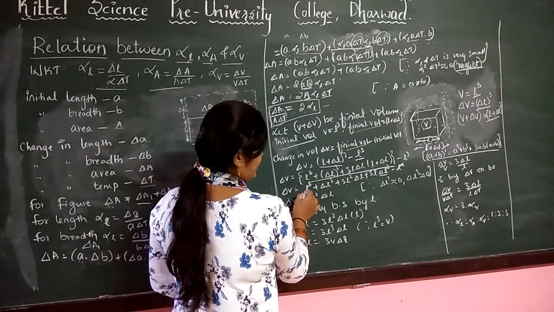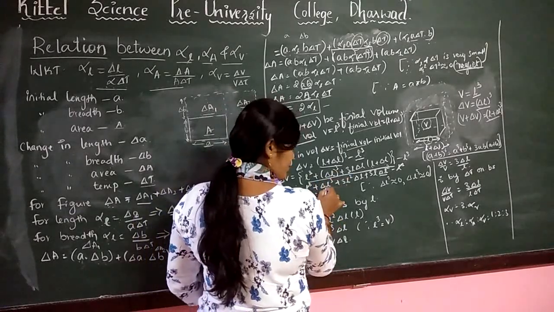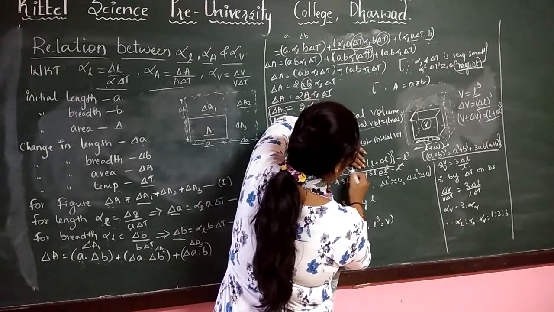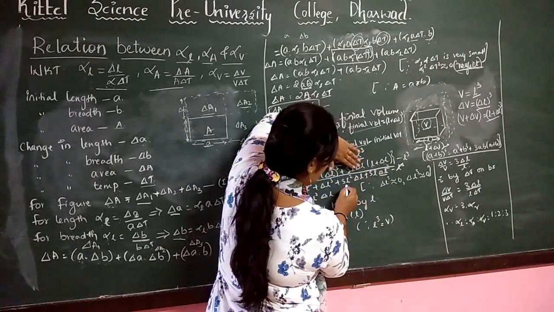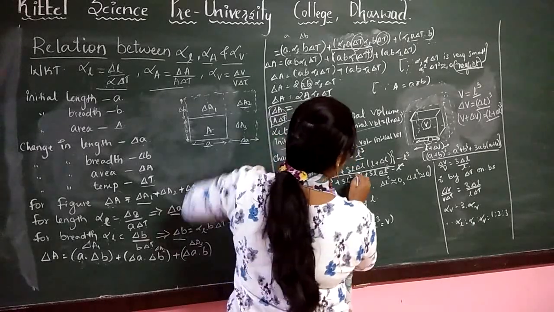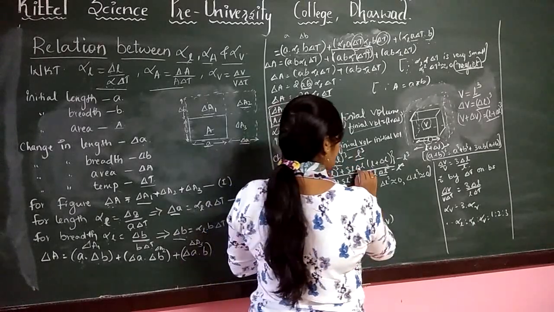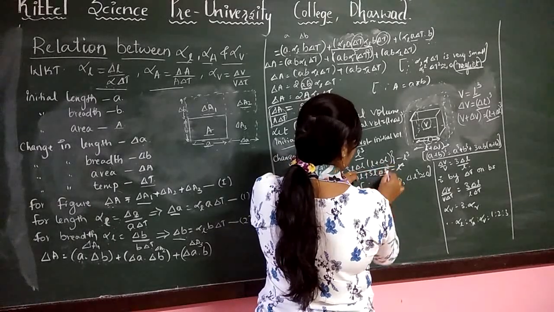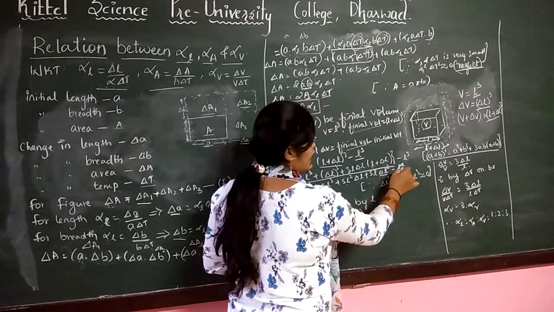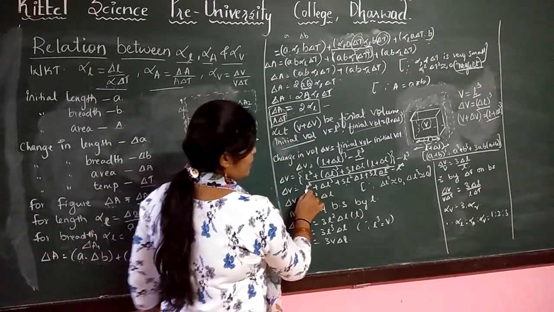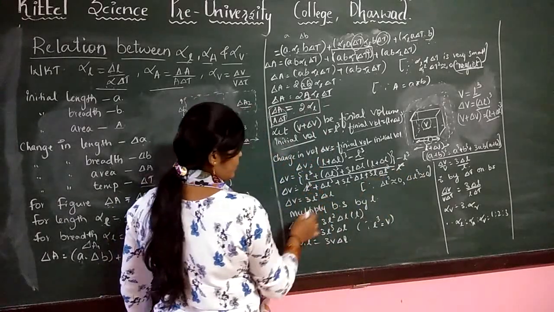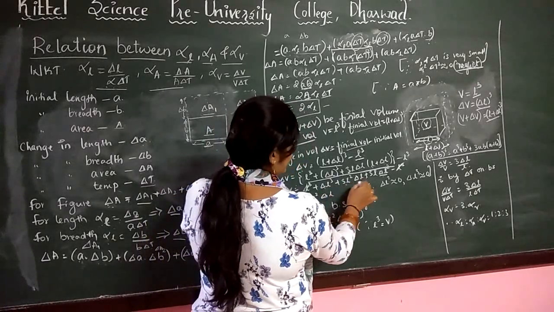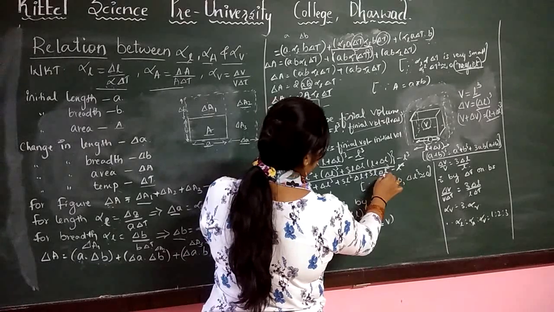Next, write L cube as it is, plus delta L cube as it is. Here 3L into L gives 3L square. Next delta L as it is. Now delta L is there along with it. So 3L as it is, delta L into L, delta L square, minus L cube. So L cube minus L cube gets cancelled. What remains is delta L cube plus 3L square delta L plus 3L delta L square.